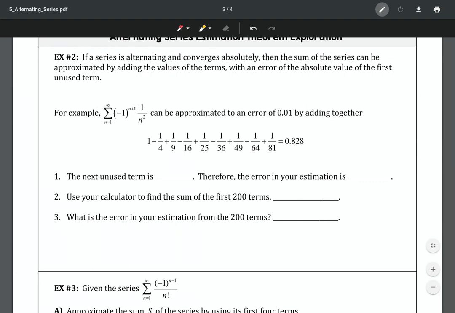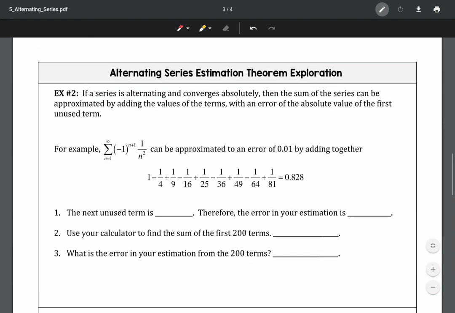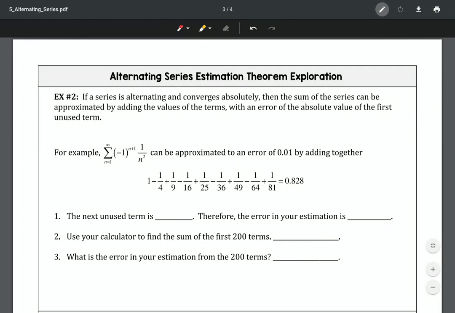On this one right here, notice that they went all the way to 9. Technically this would be A9 here. This is the A9 term. And it says it can be approximated to an error of 0.01 by adding together. So the next unused term, right? If I would keep going, that would be 1 over 10 squared, which would be 1 over 100. To be precise, negative 1 over 100. It says, therefore, the error in your estimation, and I'm already showing you this, is found by taking the absolute value of the unused term, which is 0.01.